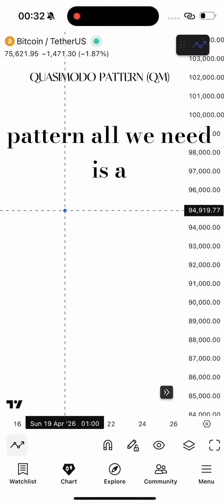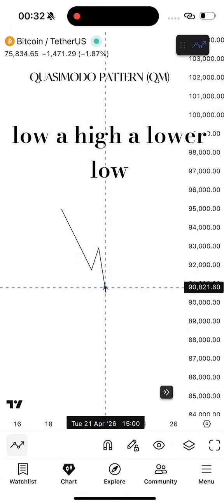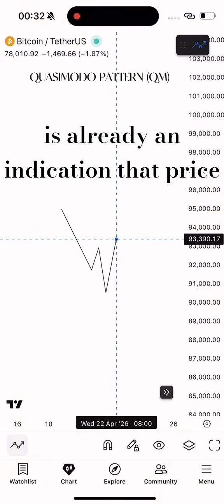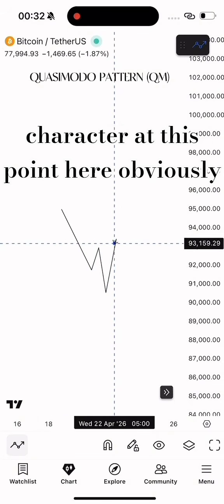How do we draw a QM pattern? All we need is a low, a high, a lower low, and a higher high. So this is already an indication that price is leaving a downtrend into an uptrend because of this change of character at this point here.